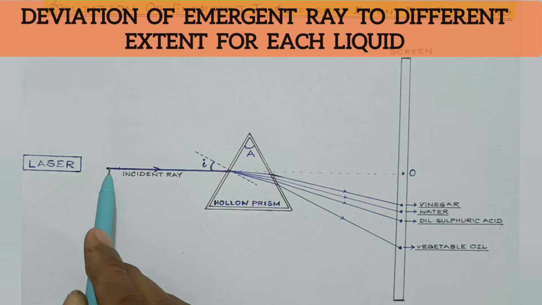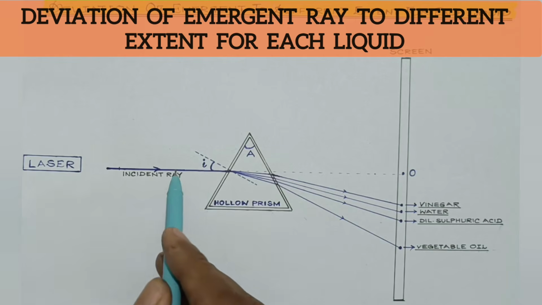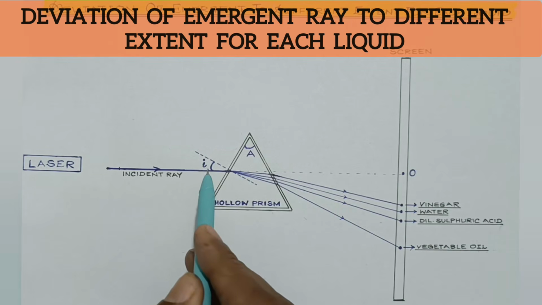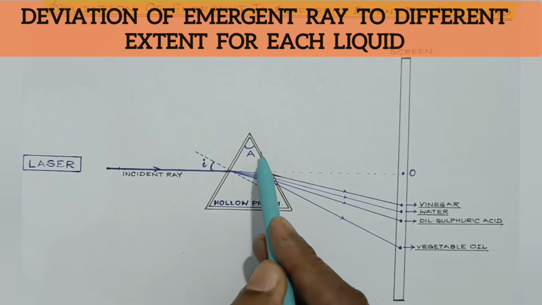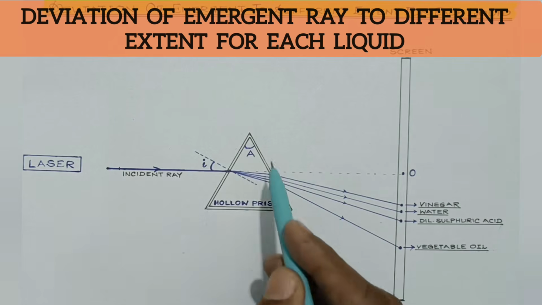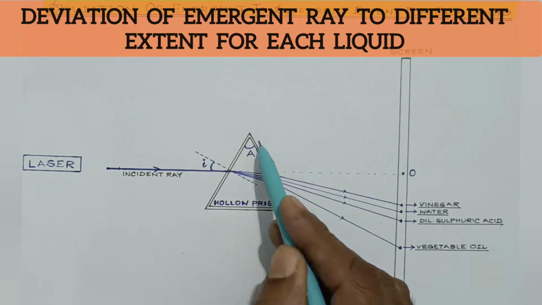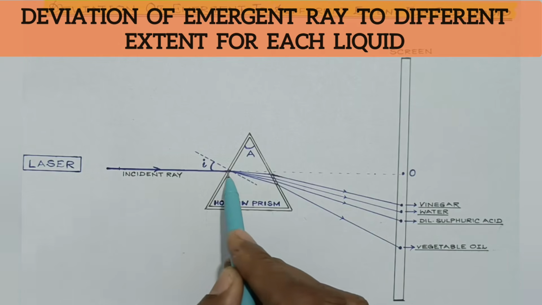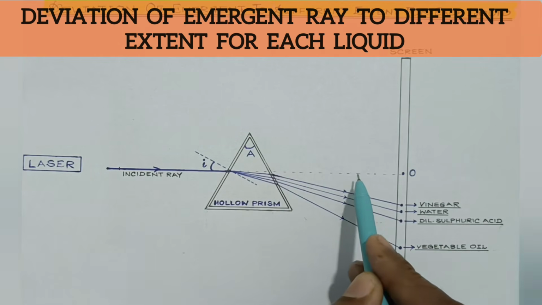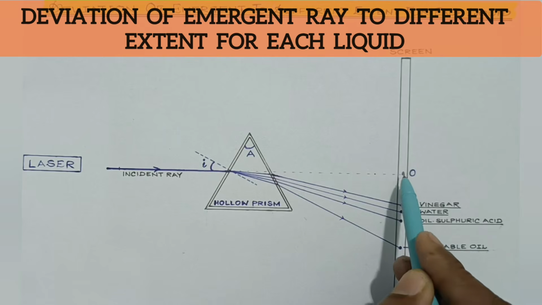So I've ensured that while performing this experiment, the angle of incidence in each case is considered to be 30 degree, right? And there's an equilateral hollow prism, angle of prism would be 60 degree. And in case the hollow prism is unfilled, then the ray will remain undeviated and it will hit the center. The spot will be obtained at the center of the screen.